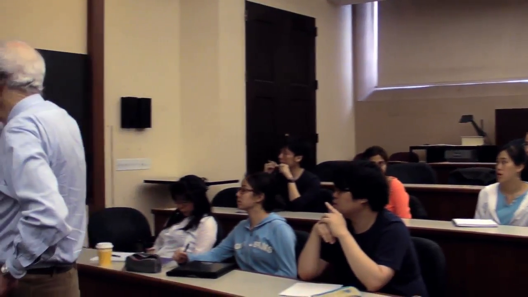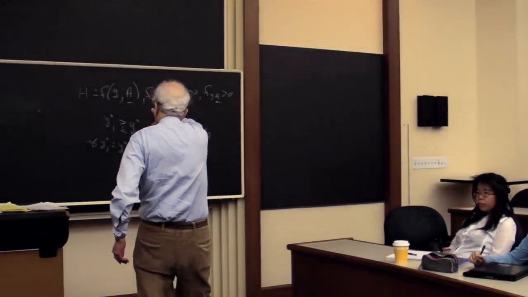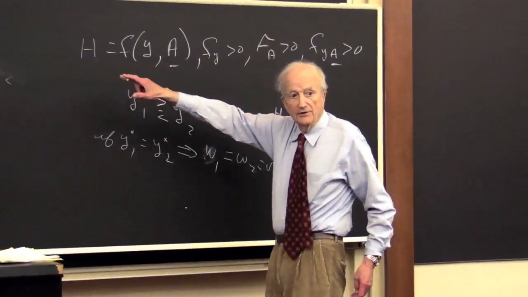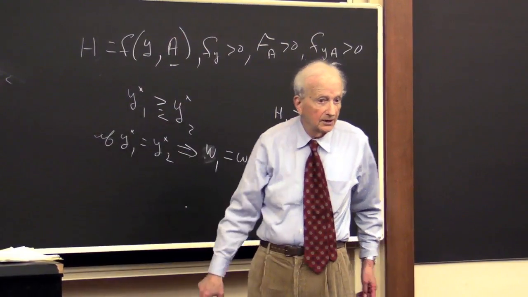Because his human capital is higher. His human capital is higher by this production function. If Y is the same and A is higher, then by this it says that H is higher for that child, so their earnings will be higher.